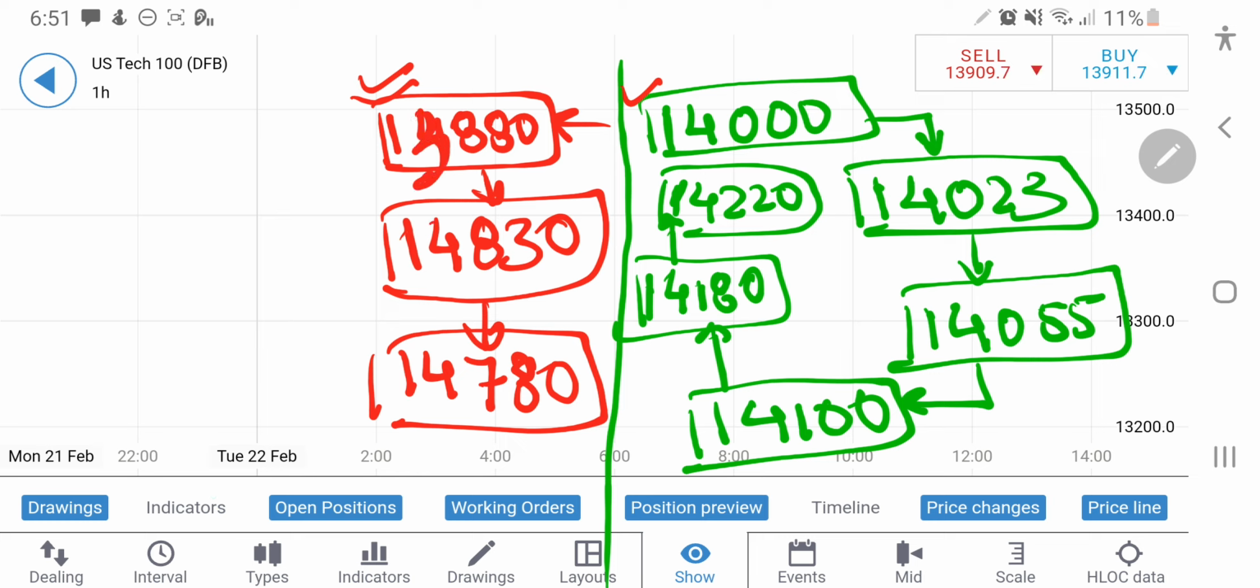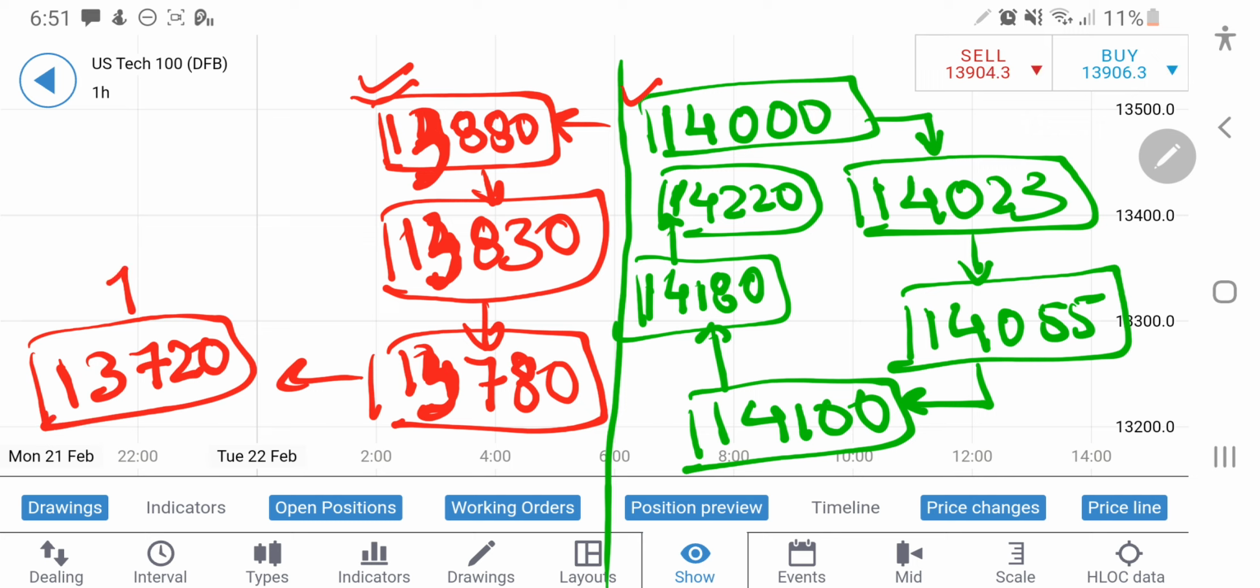This is 13, this is 13, and this is 13. So 13,780 and 13,880 levels. Pardon me, I am also a human being. It happens in the flow. And if you look at 13,780, it will try to head back towards 13,720. And if it breaks this, definitely it will hit 13,660 and below levels.